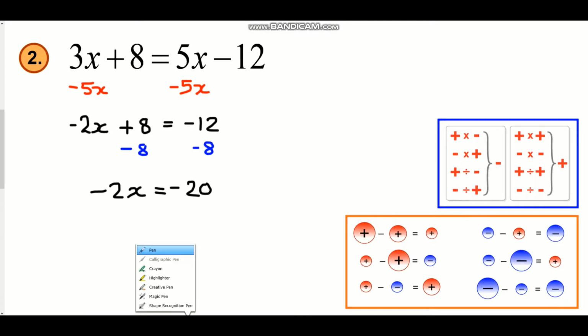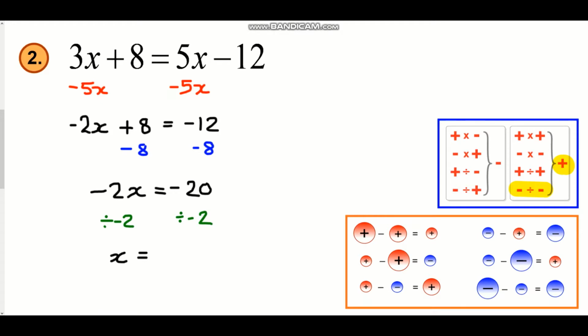Again, I'm working in that realm where I've got a negative number divided into another negative number. It's going to give me a positive answer. Therefore, when I divide by -2 on both sides, I'll finish up with -2 divided by -2 is positive 1x. And -20 divided by -2 is positive 10, because 2 goes into 20 10 times.